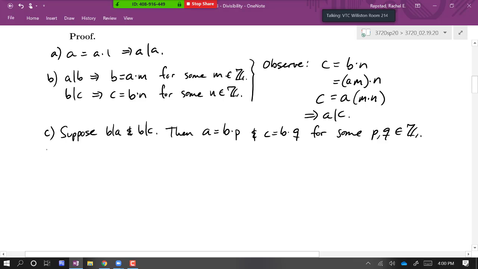Now let's let M and N be any integers. So we know that there exist some integers P and Q so that A is B times P and C is B times Q. There's some particular integers, we just don't know what they are. Now in this part, we're letting M be anything. Like M and N could range through any integers we might choose for them to be. And let's look at the linear combination, M times A plus N times C.